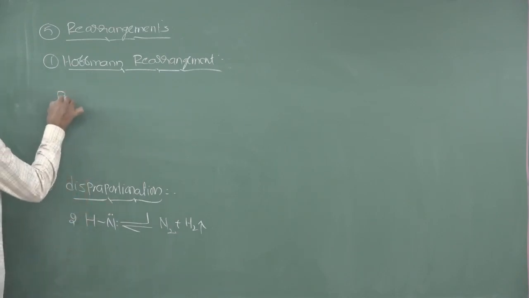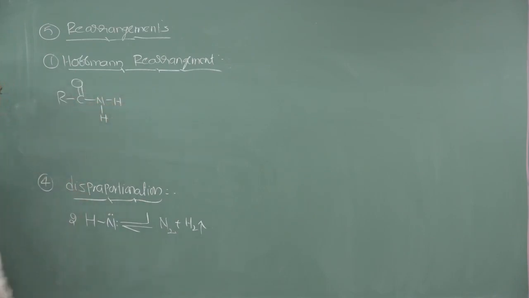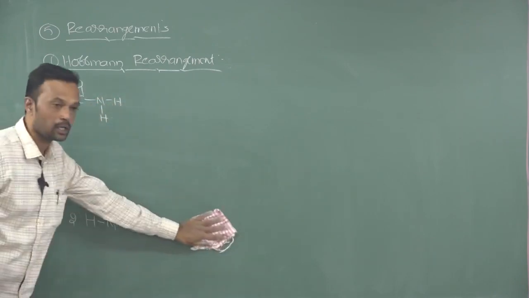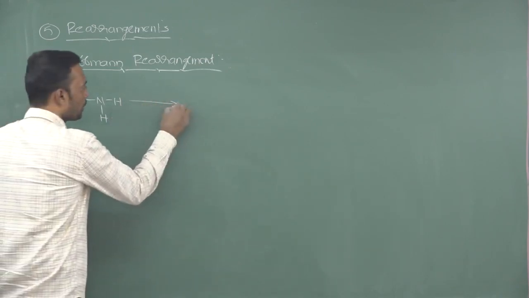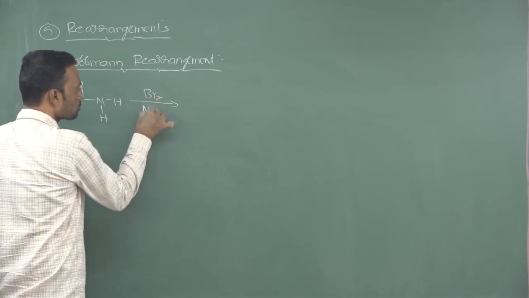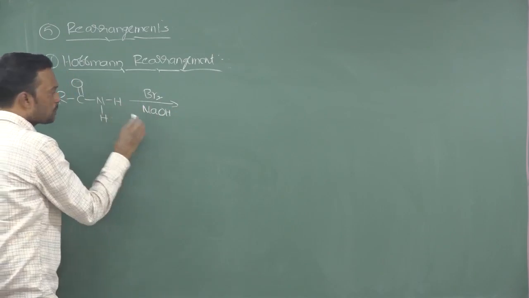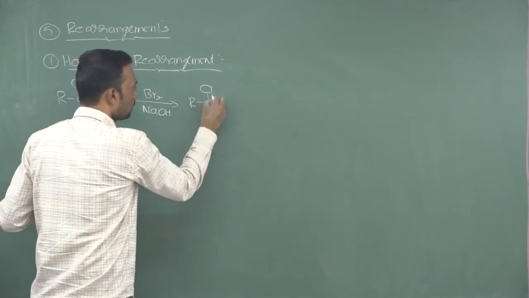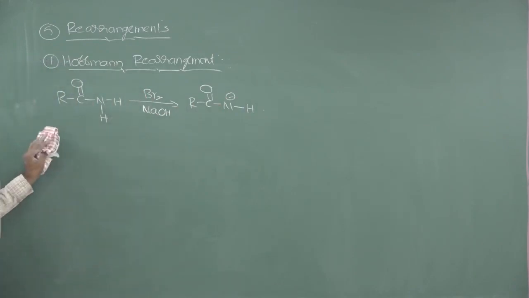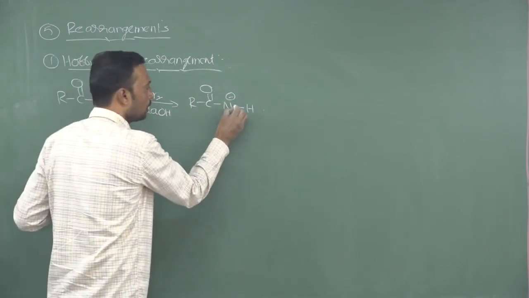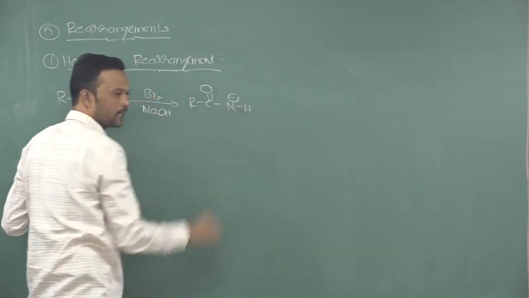So what is the Hofmann rearrangement? See, RC double bond O, and this is NH and here NH. What is this? Primary amide. When a primary amide is treated with bromine in sodium hydroxide, first this hydrogen on nitrogen is taken by the base. After that, you will get an anion, an amino anion, otherwise you can say the anion of the amide.